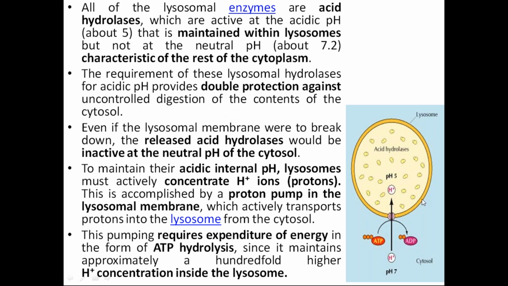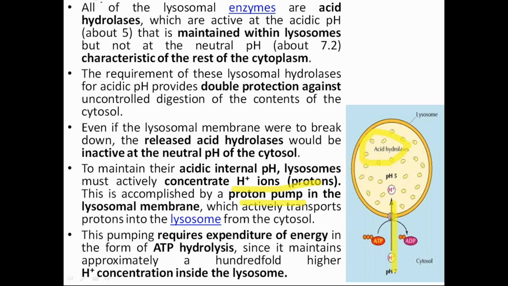Fine. And I was telling you why this is having an acidic pH: because of this proton pump. And this proton pump is an active pump, where when ATP is broken down to ADP, H plus will move inside, and this H plus will create an acidic environment in the lysosome. And this acid hydrolase is an enzyme which can only be active in this acidic environment. And which is that organelle? That organelle is your lysosome.